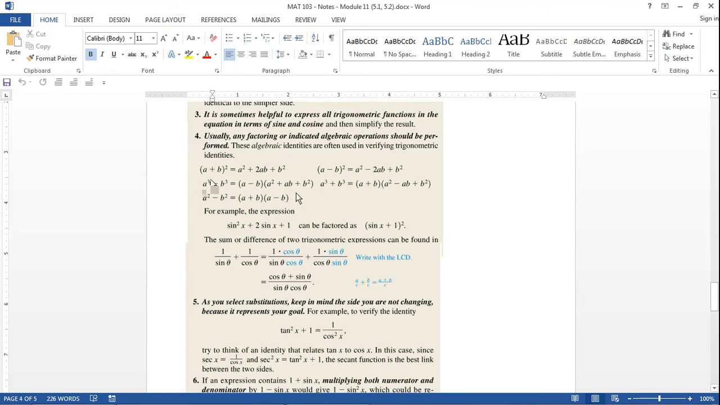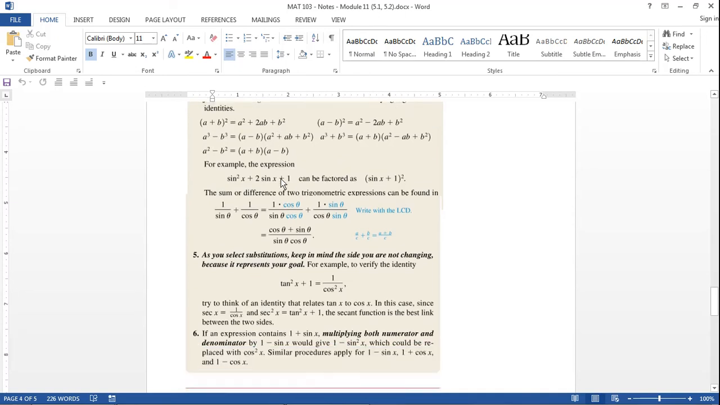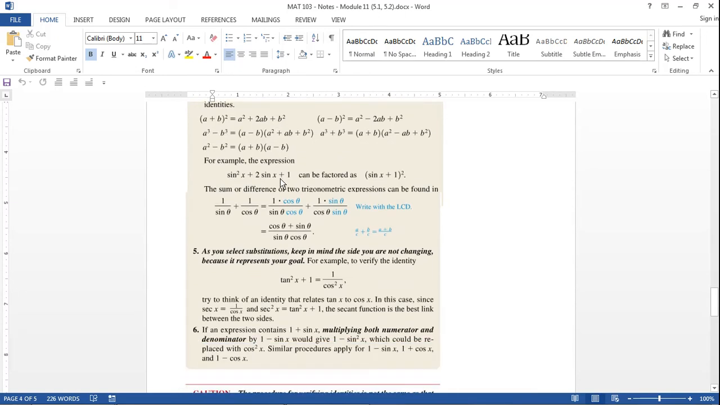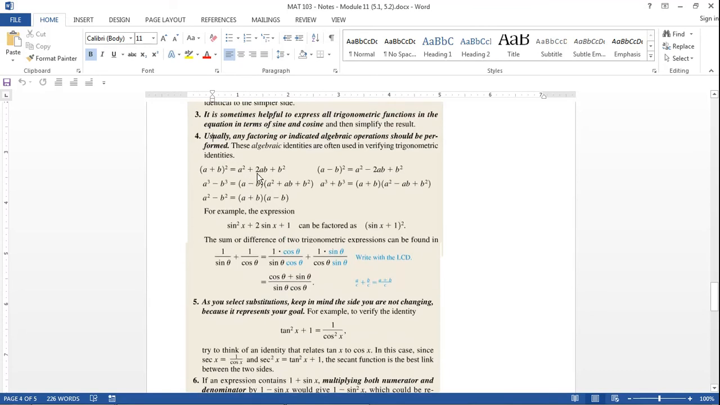Tip 4, factoring. I didn't include any problems that involve factoring per se. We're actually going to do a few of these that involve this rule right here, a squared minus b squared equals a plus b times a minus b. That's actually a really important one.